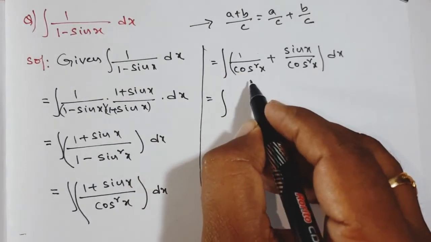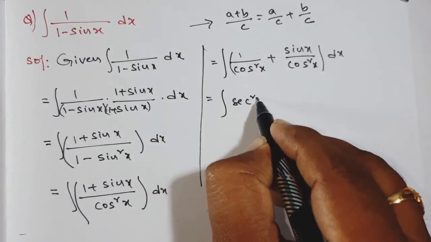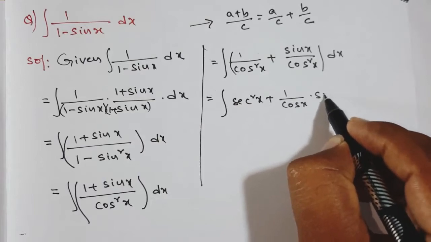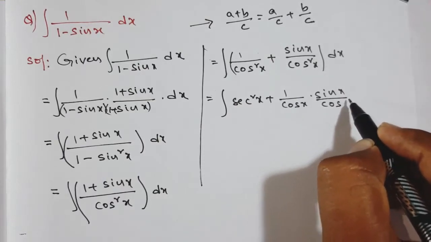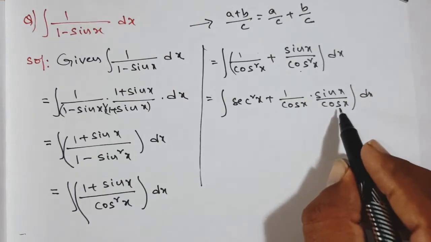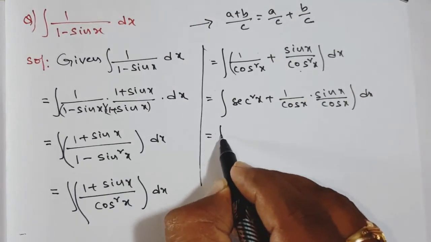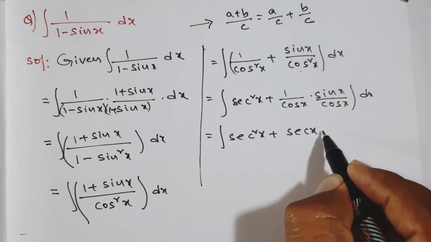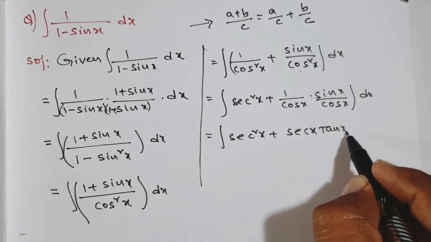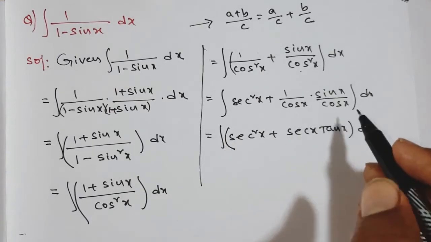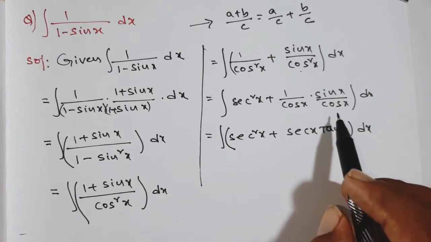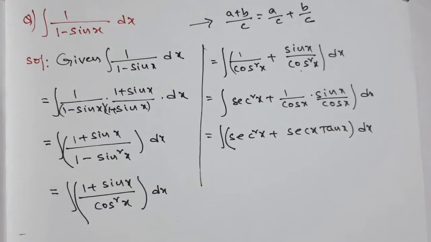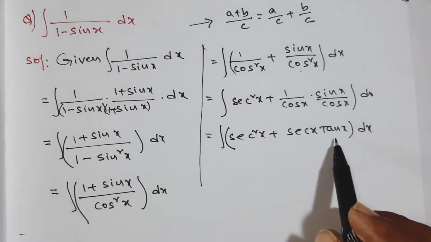And then we simplify. We know 1 by cos square x is secant square x. Then for the second term, we write sin x by cos x, and cos square x can be written as cos x into cos x. So the integral of secant square x, 1 by cos x is secant x, and sin x by cos x is tan x dx. Why? Because we have to write this form, as we have only the standard formula for secant x tan x.